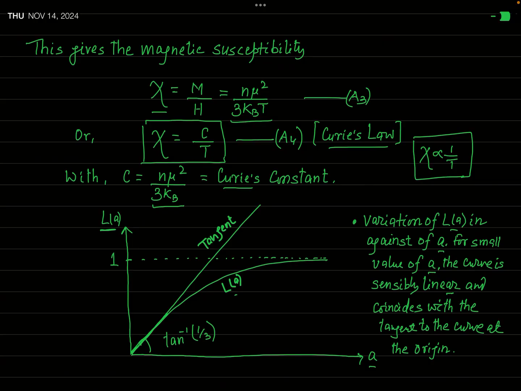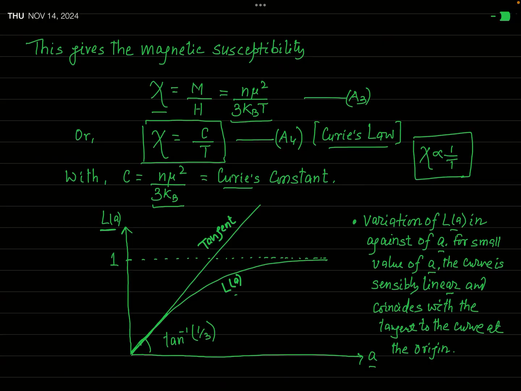But when A becomes larger, you can see that this curve deviates from the tangent. So this is the manner in which this Langevin function varies with A. Actually, we have learnt clearly by the classical approach, applying the Maxwell-Boltzmann distribution law, which is actually a classical theory, the Langevin theory of paramagnetism.